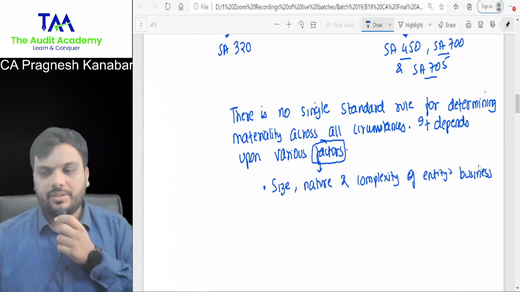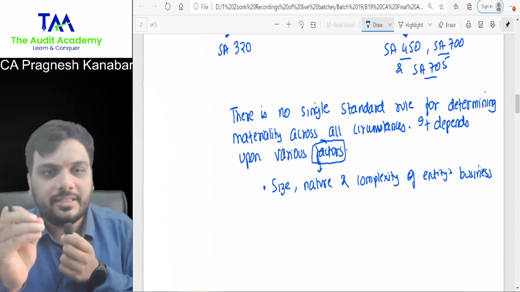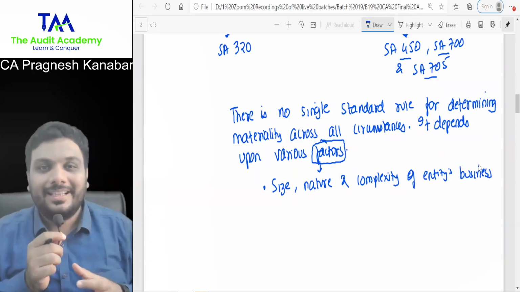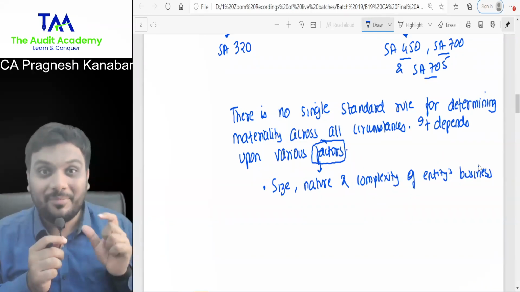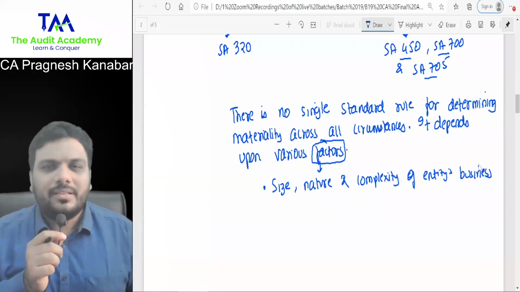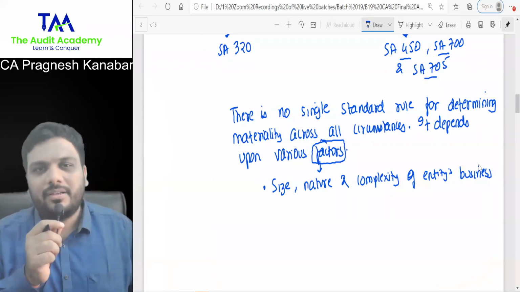And volume and stuff will come over there itself. So size, nature, and complexity of entity's business. This is the basic factor, correct? Then obviously, size of the amount, correct? Whether a particular amount seems to be important or not. But listen, every time size does not matter. Sometimes nature also matters, all right?